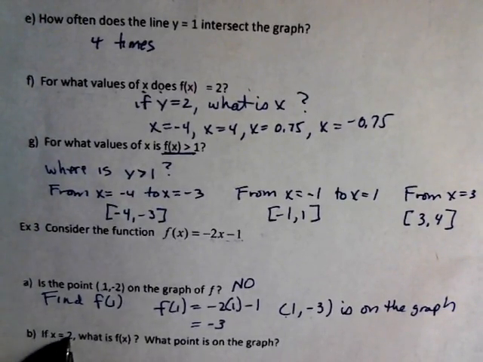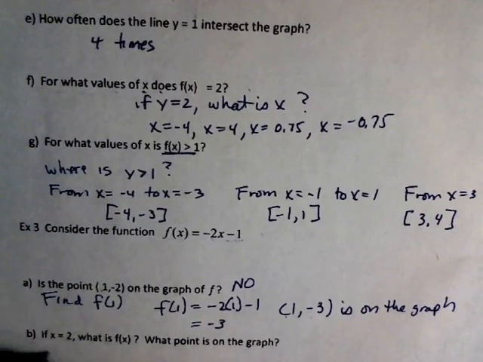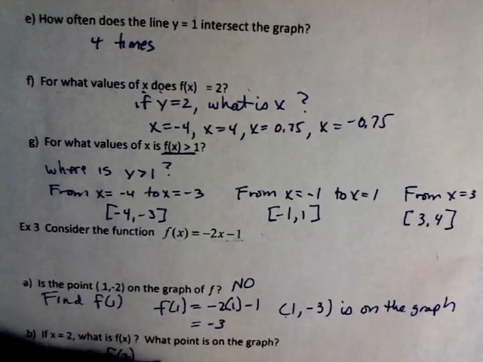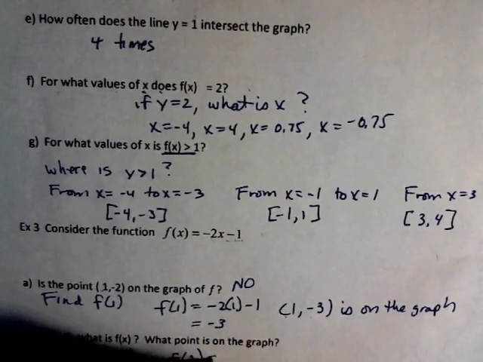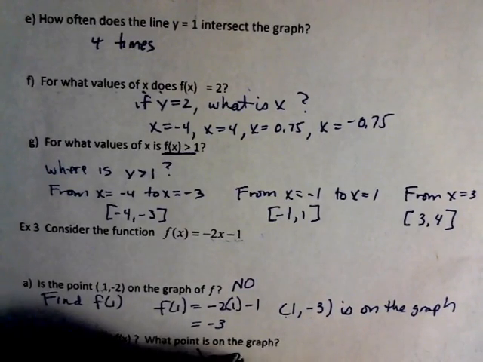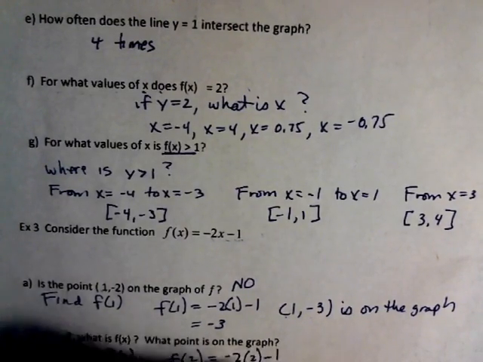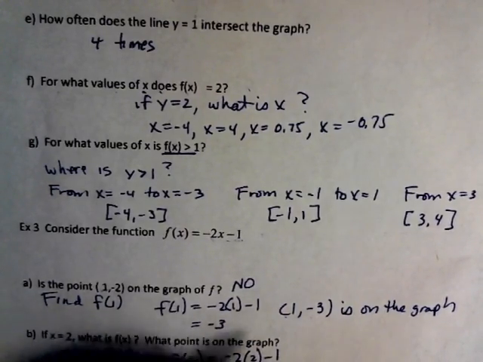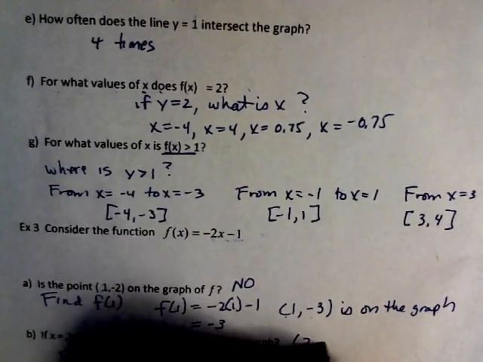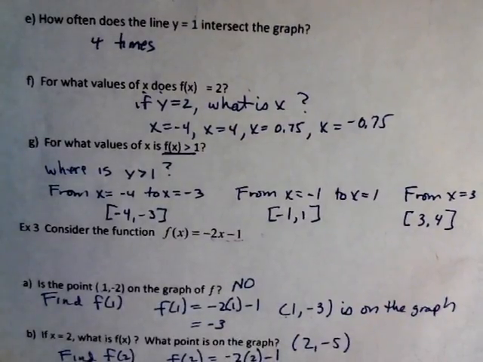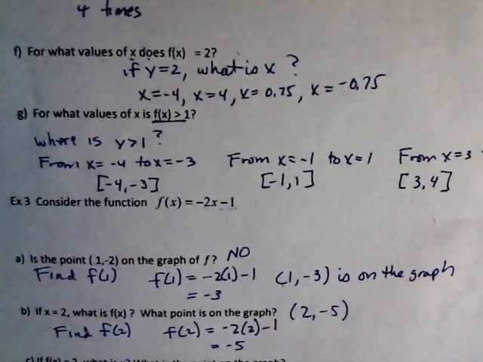If x equals 2, what is f of x? Well, in this case, we want to find f of 2. So f of 2 is negative 2 times 2 minus 1, which is negative 5. So the point that's on the graph is (2, -5). So just always remember what's x and what's y.